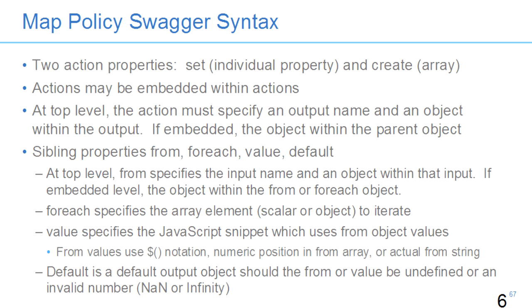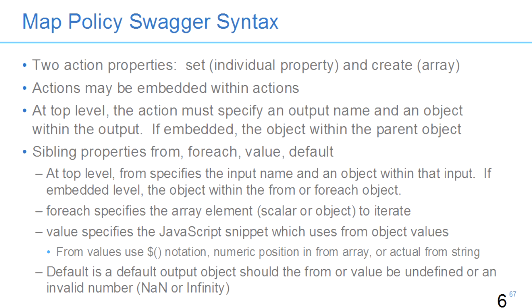It's really just the name of the object that's within the from or the for each that we're actually embedded within. The for each is used to specify the actual array elements that you're going to iterate over. The value would be the JavaScript snippets like we showed earlier. They will use either that dollar notation, which would again be either the numeric position within that from array, or it would be the actual from string as well.